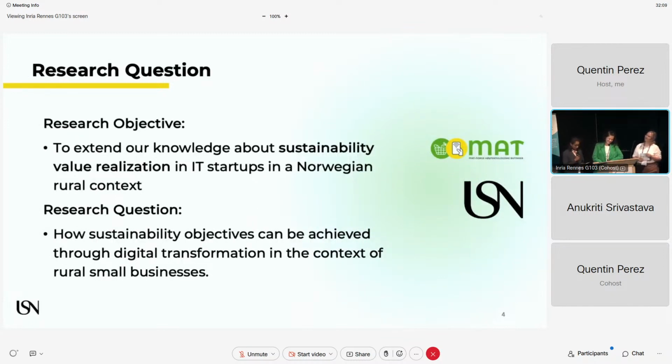So when we talk about the triple bottom line approach that takes care of profits, people, and the planet, we noticed a research gap: a lack of examples on how sustainable digital transformation can be scaled in a rural business context. This is the motivation that we have worked on and presented.